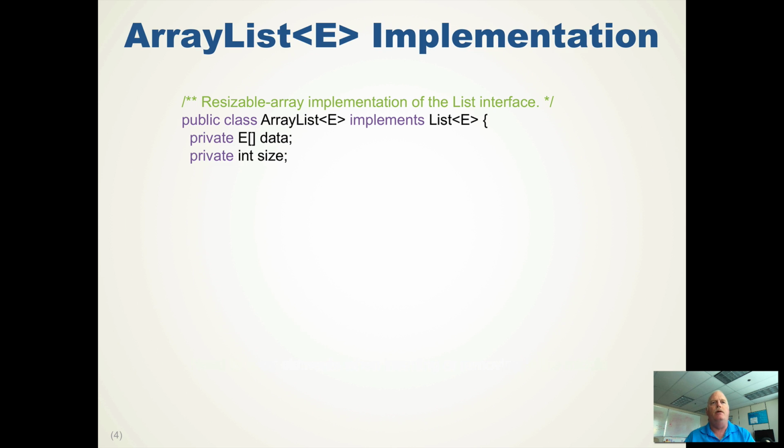So let's talk about the implementation. We have our private member variable data. We can call it anything we want, but data is a nice name. It's an array of E's. Again, it's a generic, so that's the type that, when we instantiate our array list, we'll tell you what type it is.